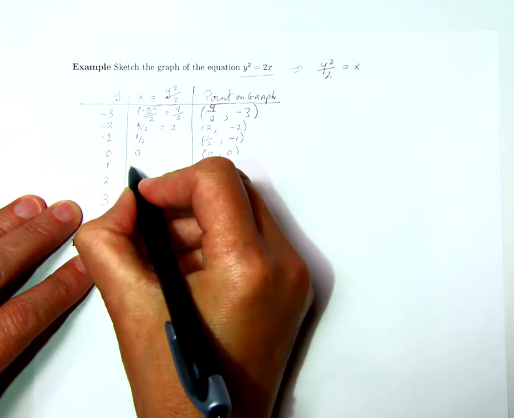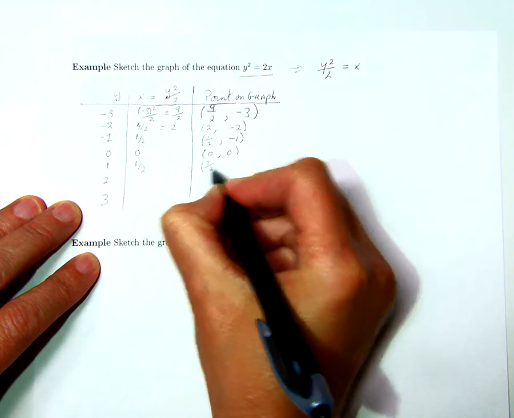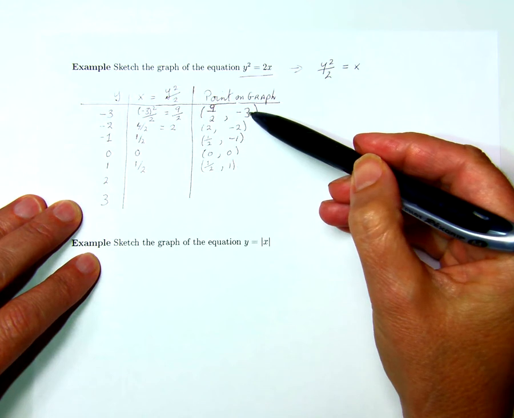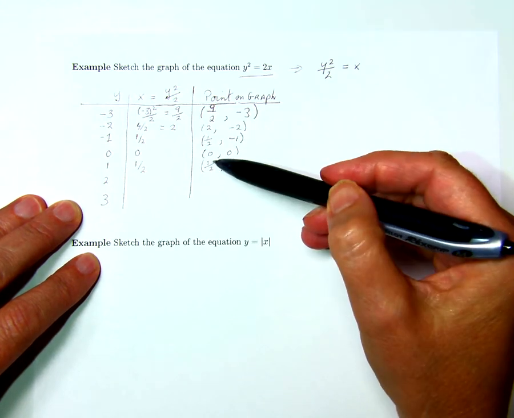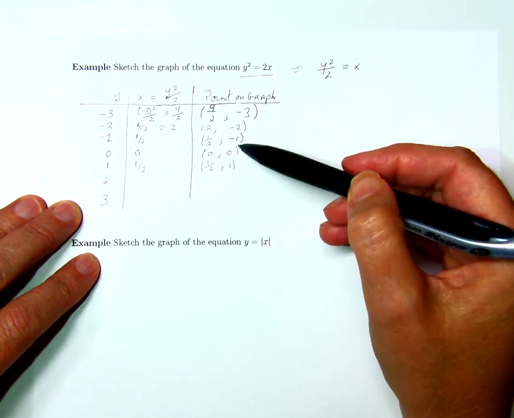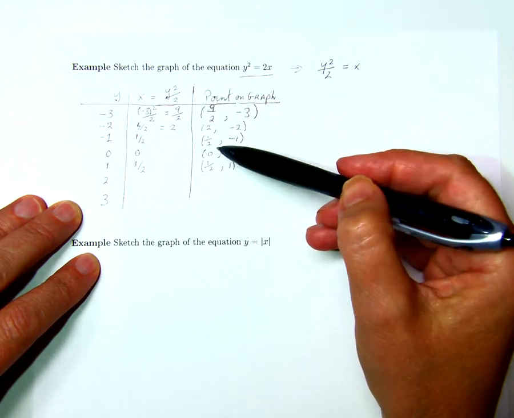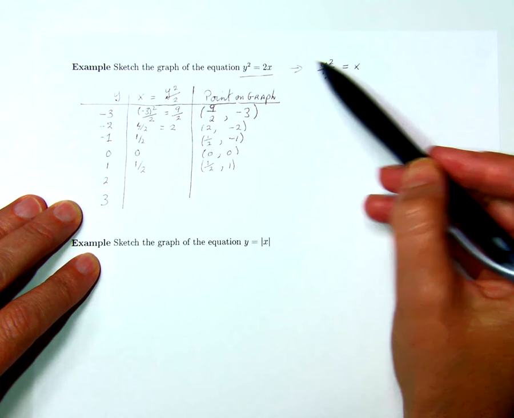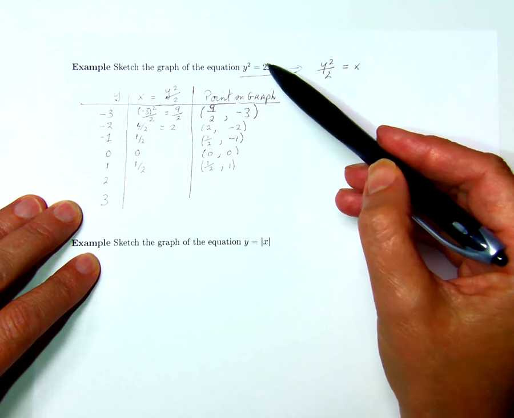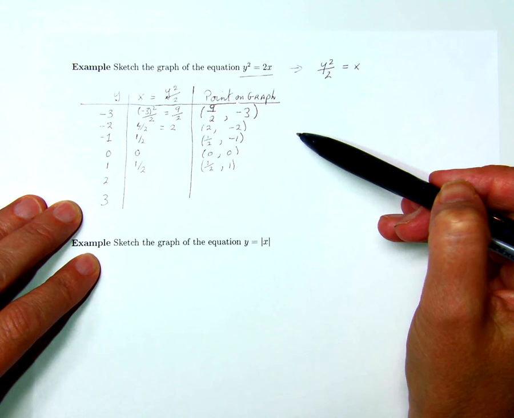And when y is 1, x is 1 over 2 again, so the point (1/2, 1) is on the graph. Now note that for any y value there's a unique x that goes with it, but for the x value 1/2, we have two possible y values that go with it. And that's because we can't solve for y uniquely in terms of x in this equation. y would be plus or minus the square root of 2x. But we can solve for x uniquely in terms of y. And we'll discuss that later when we talk about functions.